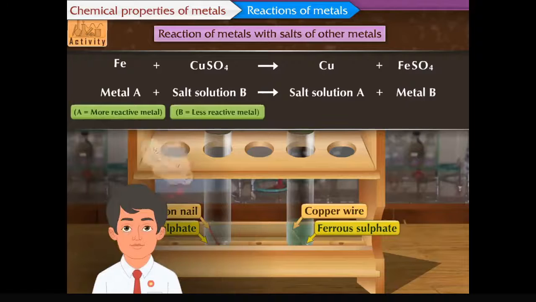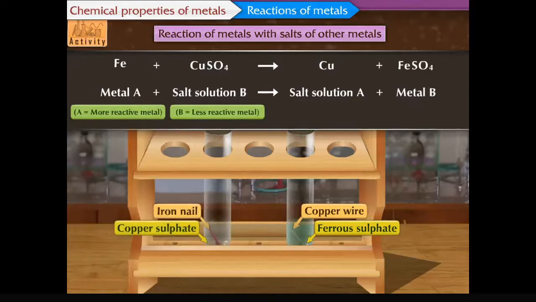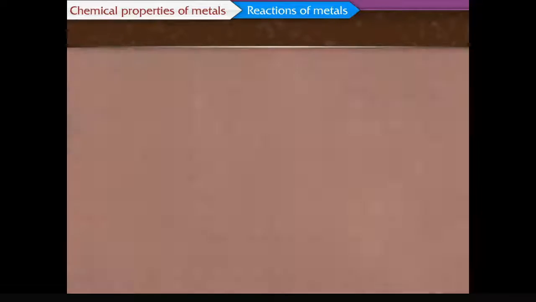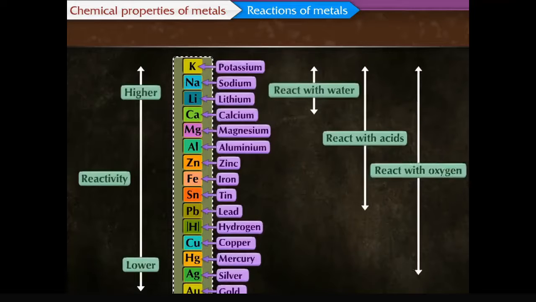In the above activity, which metal is more reactive? Copper or iron? You are right. Since iron displaces copper from copper sulfate, it means that metallic iron is more reactive than metallic copper. From all the activities that we have discussed so far, we can conclude that the reactivity of metals differs from metal to metal.